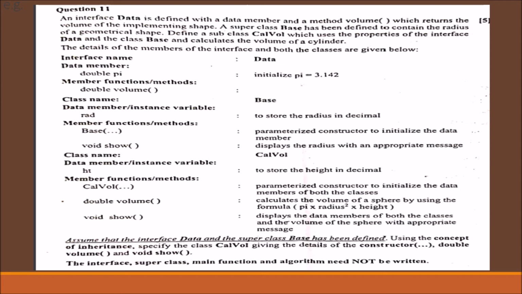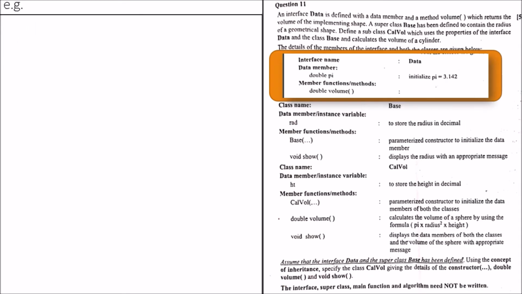So student, as you can see, the question asks only to define the class Calvol. You can see at the bottom also, assume that the interface Data and the superclass Base have been defined. Using the concept of interface inheritance, specify the class Calvol giving the details of the constructor, then double vol and void show. The interface, superclass, main function and algorithm need not be written. But for better understanding, I am going to explain the entire code. Otherwise in the examination you will define only the Calvol class. So first we will talk about the interface.